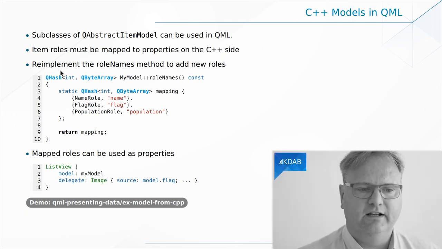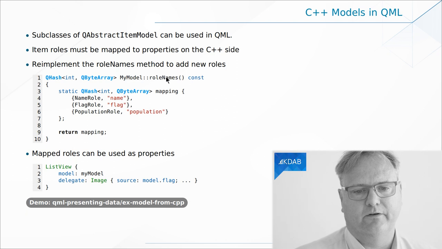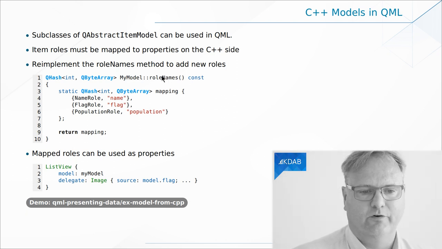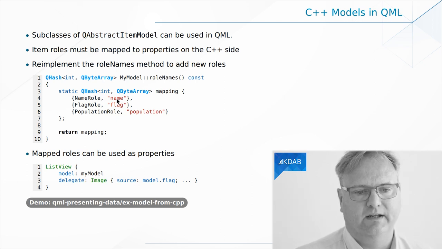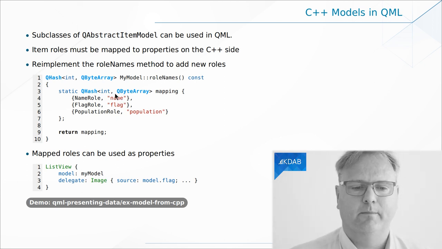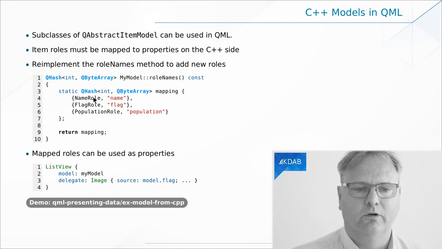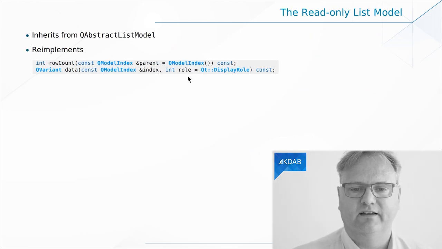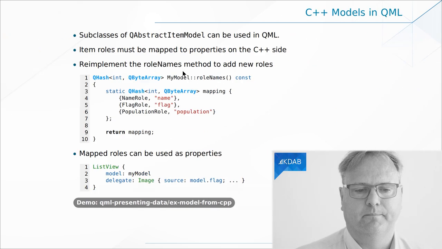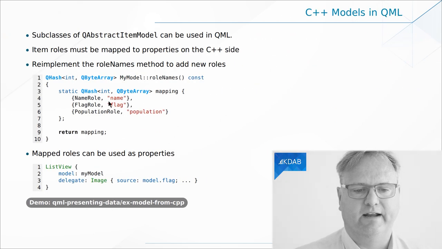For that, you need, as the very first thing, to set up this virtual method, roleNames. And roleNames simply must return the mapping. So the name role should be the name string. So we can say model.name, and that would map into the name role, which would then be this integer that we are given there. Similarly, flag into flag role, population into population role.